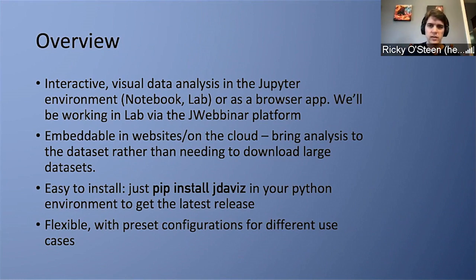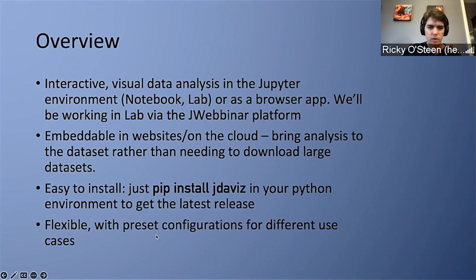We hope that it's easy to install via pip. You can just pip install Jdaviz and get the latest release. You can, of course, also always go to the GitHub repository and clone that and get the latest development version. It's just not guaranteed to work as well as the released version.